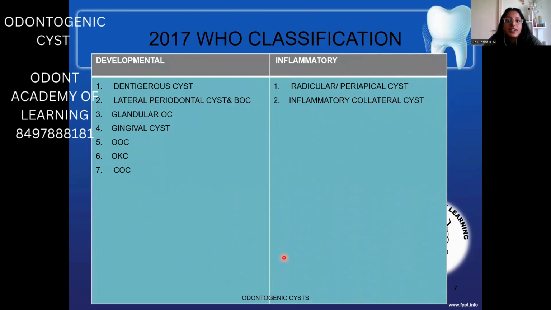I'm only talking about the odontogenic cysts here. Under odontogenic, we have developmental and inflammatory cysts. Under developmental, the cysts coming under that are dentigerous cyst, lateral periodontal cyst and botryoid odontogenic cyst, glandular odontogenic cyst, gingival cyst, orthokeratinized odontogenic cyst, odontogenic keratocyst, and calcifying odontogenic cyst. Under inflammatory, we have radicular or periapical cyst and inflammatory collateral cyst.